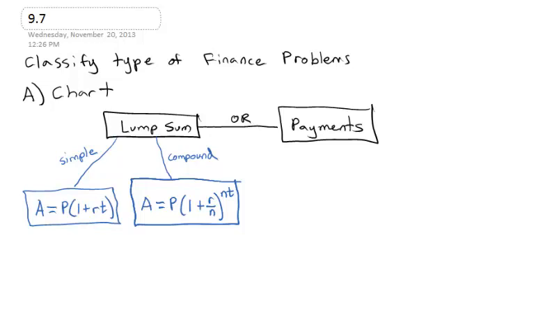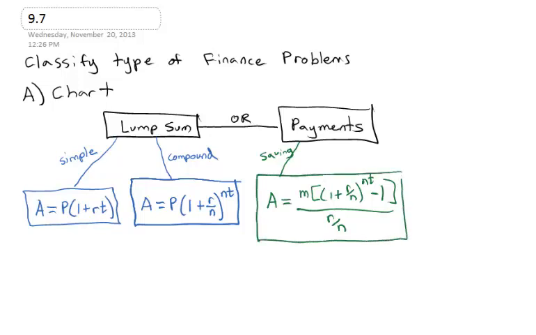With payments, we've got to make a decision if we are saving the payments or if we're making a loan. If we are saving, making investments that are going to benefit us, the interest and the payment are going to our advantage. That was the annuity formula, which is A equals M times ((1 plus r over n) to the nt minus 1) all over (r over n). So if we're saving the money, that's the formula we want to use.